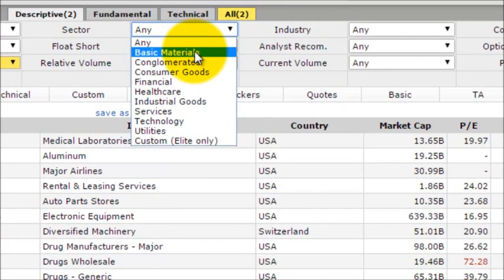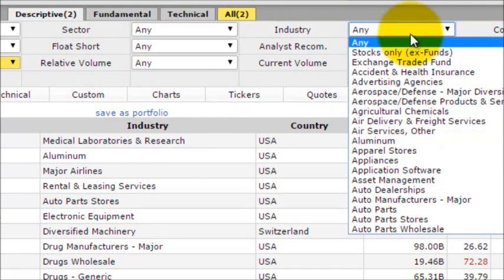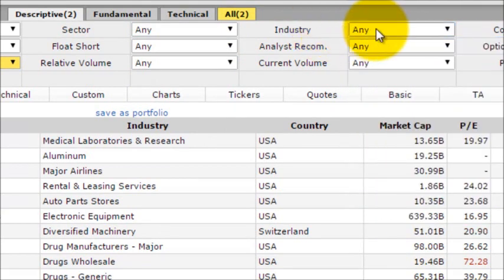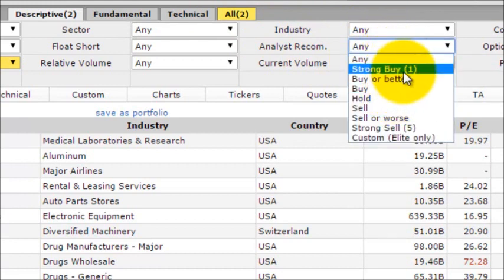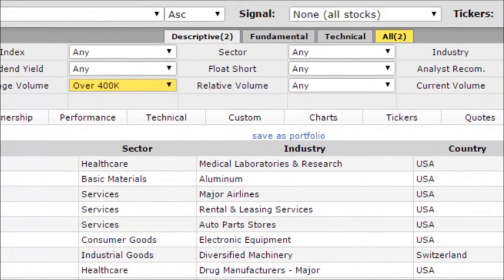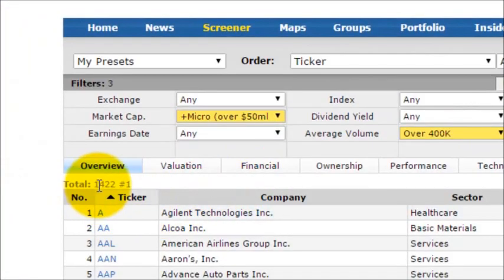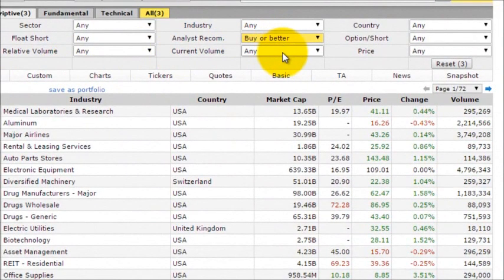Sector, if we wanted to drill down by sector, this is very powerful, or by industry. And we'll show you in a later video how to actually use that. Analyst recommendation, if you want to focus only on stocks that have strong buys from analysts, then you can do that. I'll give you an example. If you say buy or better, it shaves off about 500 stocks off of your list. So let's go ahead and do that. Let's just say buy or better. As well as current volume, we're not going to worry about that.